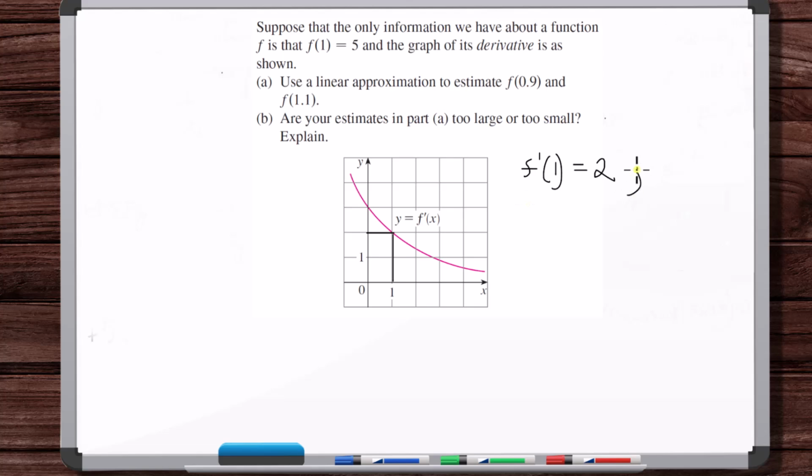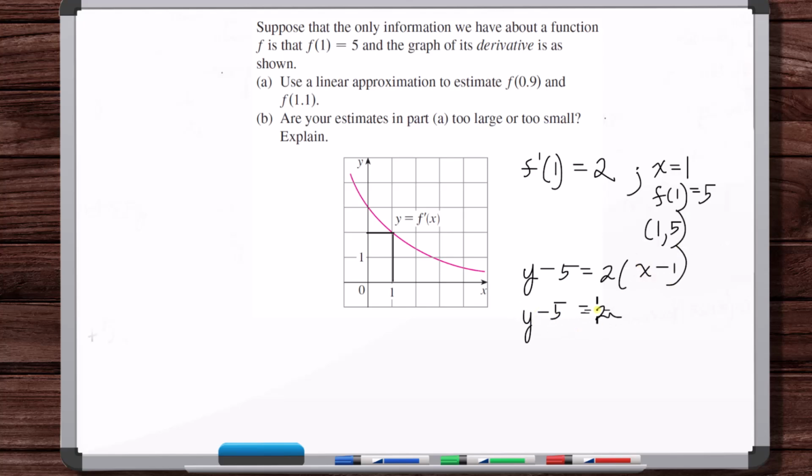Okay, so we're going to do x is equal to 1. And we know that f of 1 is equal to 5. So we've got our slope and our point. So y minus y1 is equal to m times x minus x1. So y is equal to 2x plus 3. That's L of x.